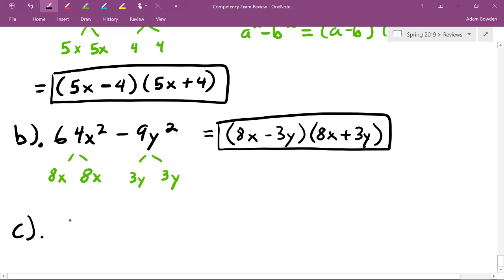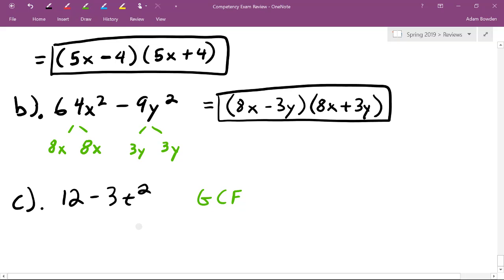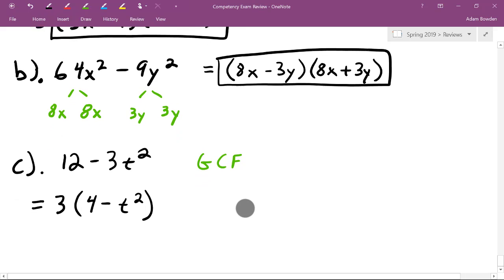Now if we look at another situation here where we have 12 minus 3t squared. If you look at this one, this isn't a difference of squares like we had in the last few, mainly because these numbers don't look like anything that you could find a number being multiplied by itself to get to those numbers. Indeed, however, this one does have a trick up its sleeve, and that is to find the greatest common factor of the terms. In this case, the greatest common factor is 3. We can factor out a 3 to give us 4 minus t squared after factoring out the 3.